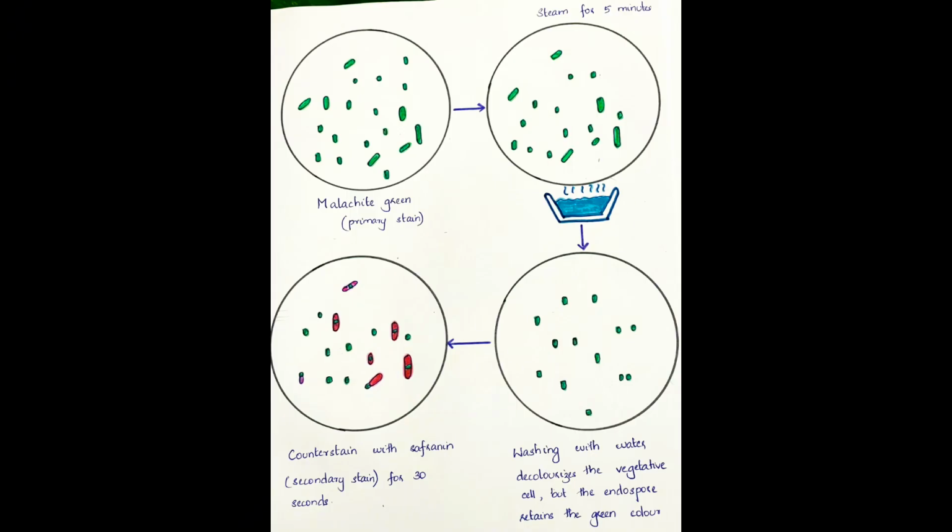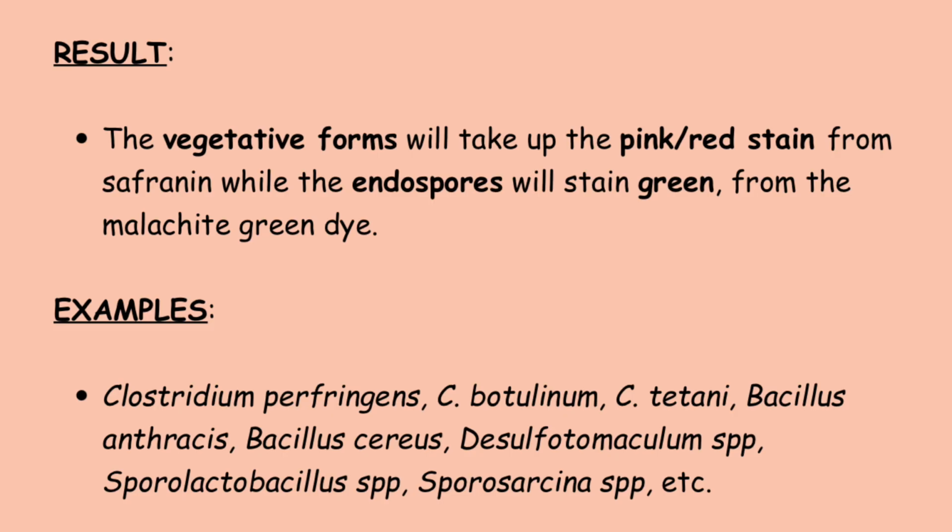As you can see, first the primary stain malachite green is used and then steaming is done for 5 minutes, right? So all the vegetative cells and the endospores are green in color. When the decolorizing agent water is used, all the vegetative cells will be decolorized, but the endospores are not decolorized and they will retain the green color. Later, when the counterstain safranin is used, the vegetative cells will take the color of the counterstain and appear pink, whereas the endospores are green. So the result of staining is that the vegetative forms will take up the pink or red stain from safranin, while the endospores will stain green from the malachite green dye.